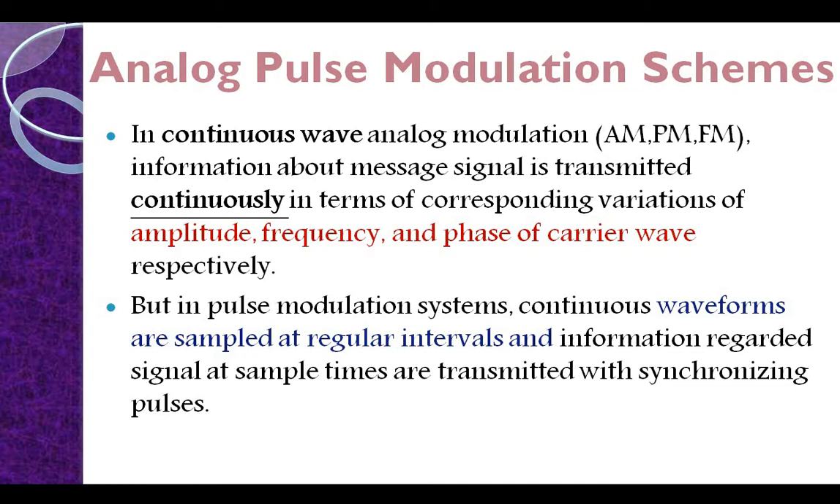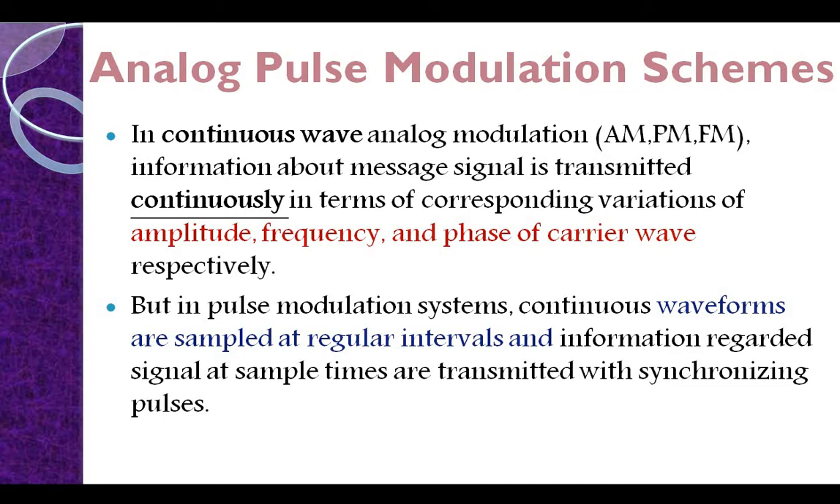In continuous wave modulation, what are the techniques that we have seen? Amplitude modulation, phase modulation and frequency modulation, where information about the message signal is transmitted continuously in corresponding variations of amplitude, frequency and phase. Isn't it? So what you are doing there, you had a continuous message signal and a continuous carrier signal also.